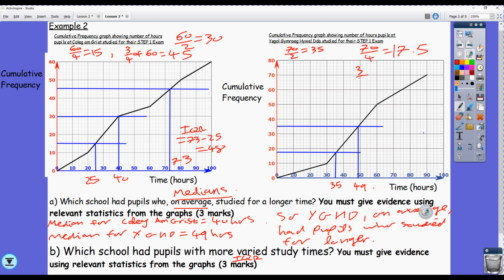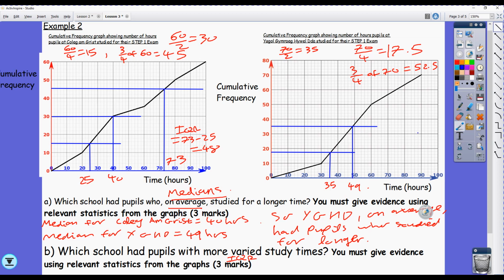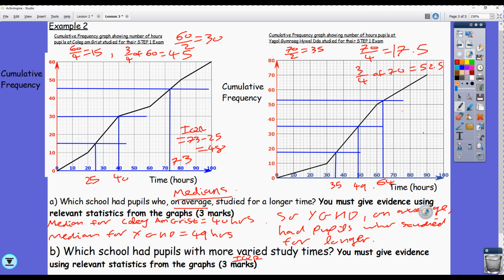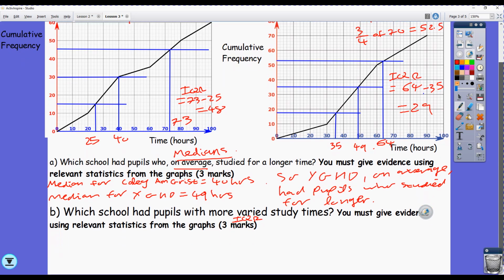And then for the upper quartile, we need to do 3/4 of 70. So 210, 50 something. So yeah, 52.5. So the 52.5th value is going to be the position of the upper quartile. So 52, 54, 53, it's about there. It's a bit tricky with this scale. And there I get roughly 64, so about 64 hours for the upper quartile. So to work out the interquartile range, we do 64 upper quartile, take away 35 lower quartile, which gives us 29, sorry. And that's our interquartile range there.